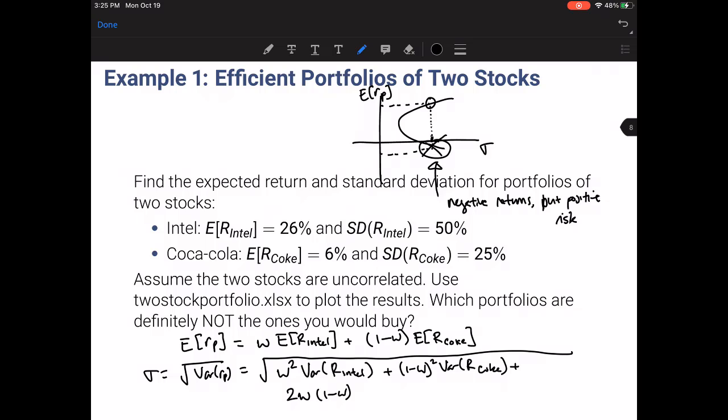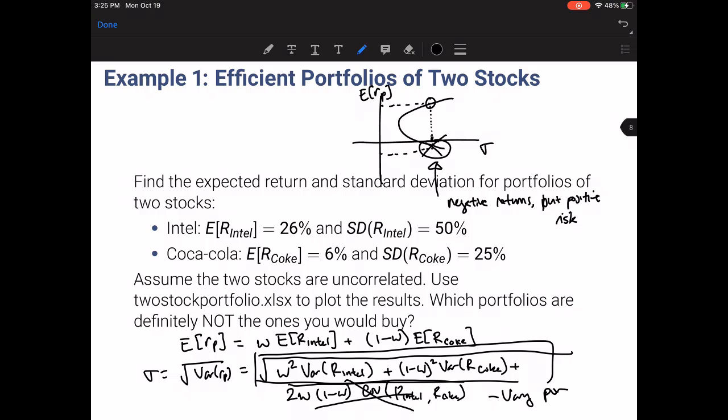This is covariance, which is between R Intel and R Coke. And I'm going to draw a line there because we're still square rooting it. Because the correlation coefficient is 0, this last term goes away. So all you're considering really is just these two terms. Okay, this term here.